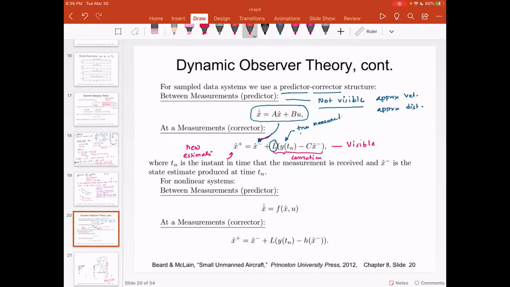As you can see here, I want you to carefully observe this. This is the prior. This is prior. So this value and this value is the same. But as soon as you get a new measurement, you correct your prior. And the hope here is with this correction, you are going to get a better value of the estimate.